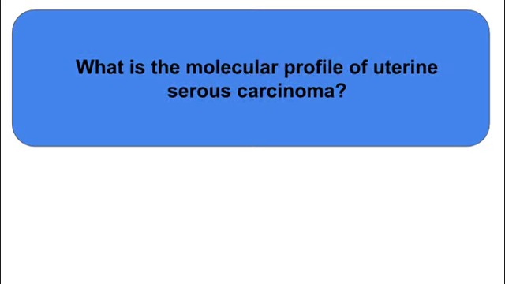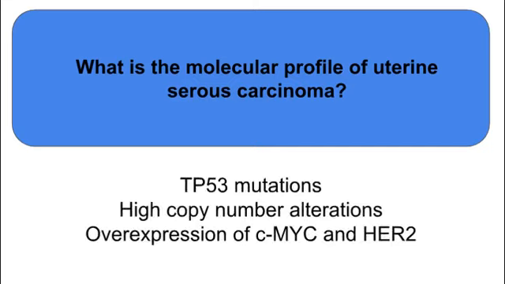What is the molecular profile of uterine serous carcinoma? TP53 mutations are very common in uterine serous carcinoma, and immunohistochemistry can be used. There are also high copy number alterations with overexpression of c-MYC and HER2.